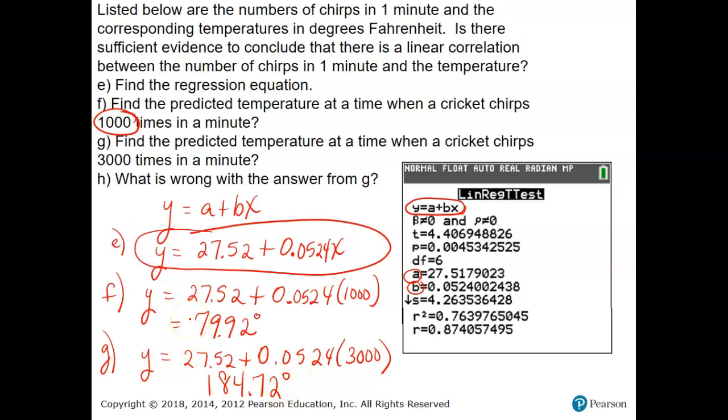We can't always use our regression equation to predict everything. It's a good predictor if we've established that the linear correlation exists. It's a good predictor near the values that it was built around. It's not a good predictor outside of that. Okay, you have to be careful about extrapolating beyond those values. A little bit on either side is fine, but just not way on either side.